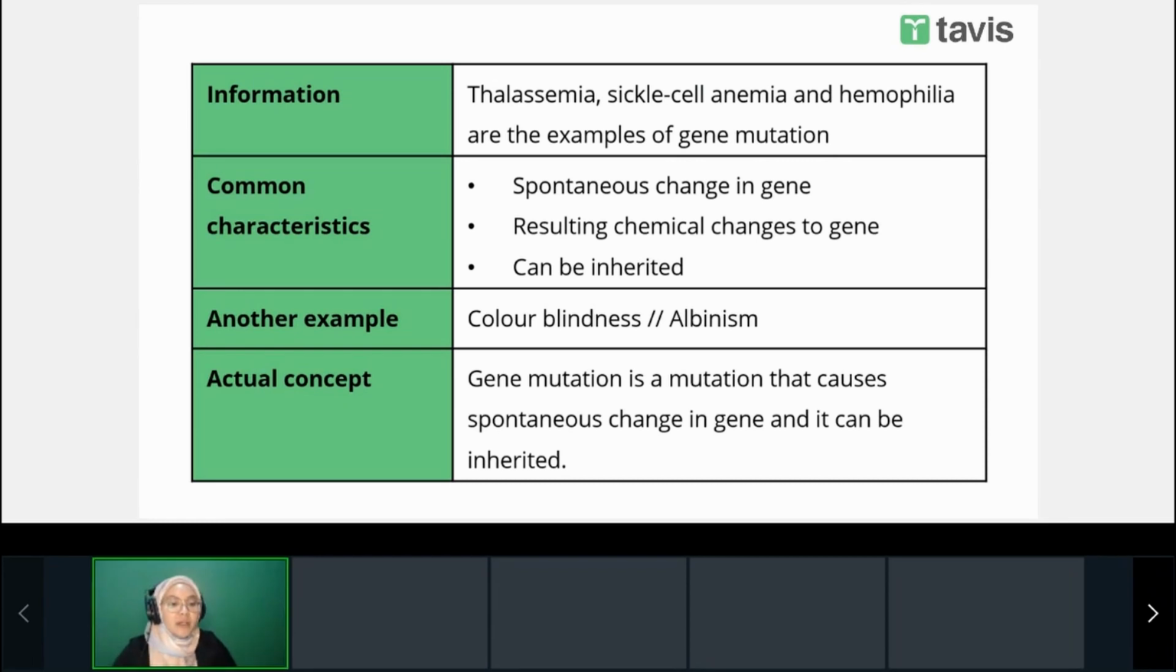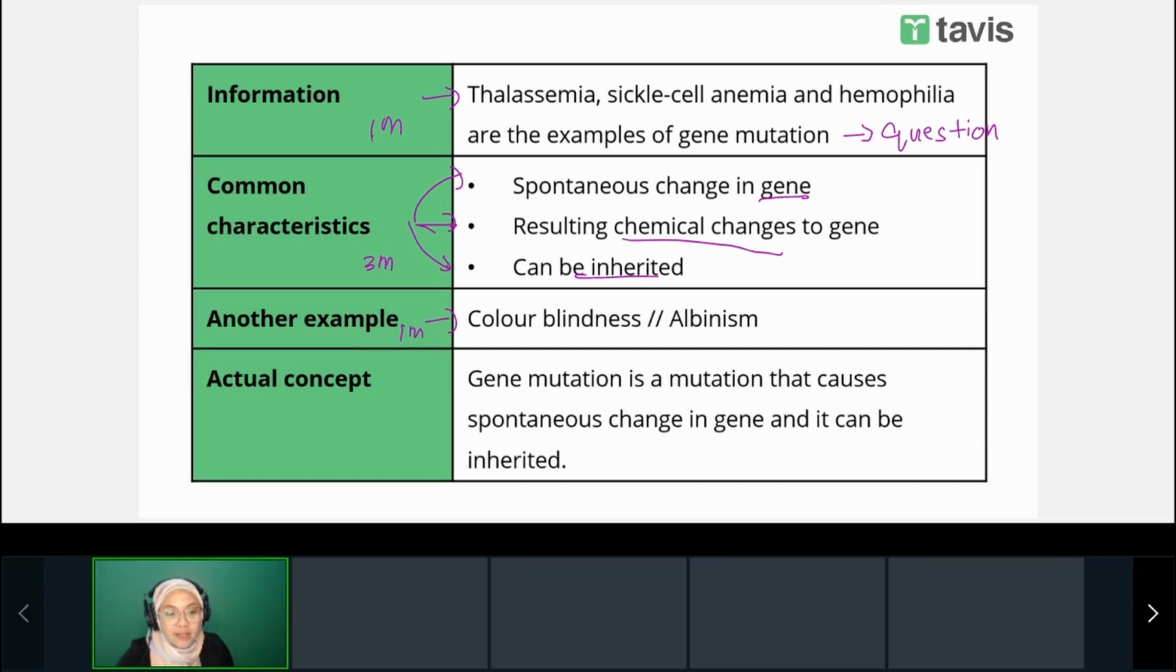The information, like I told you: thalassemia, sickle cell anemia, and hemophilia are examples of gene mutation. We can get this from the question itself, from the concept map they provide. The common characteristic: it occurs because of spontaneous changes in the gene, resulting in chemical changes to the gene. It can be inherited by the offspring. Another example could be color blindness and albinism. Information, one mark, three marks for the rest.